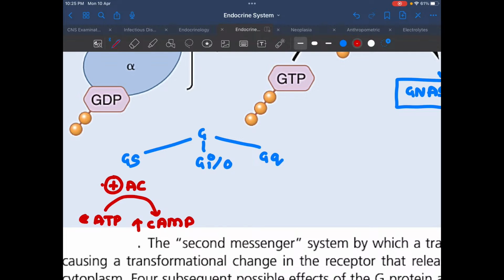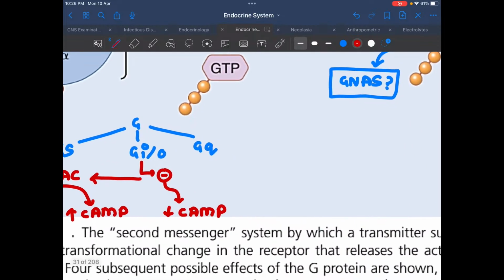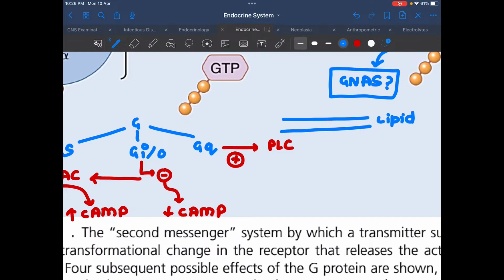What is the case of GI? GI stands for inhibitory. So it's going to inhibit the same enzyme, adenyl cyclase, and it's going to decrease the amount of cyclic AMP present inside the cell. And what about the GQ? GQ is going to activate one enzyme known as phospholipase C. Alright? What does this phospholipase C do? If you talk about the lipid membrane, the lipid bilayer, there you have PIP residues.